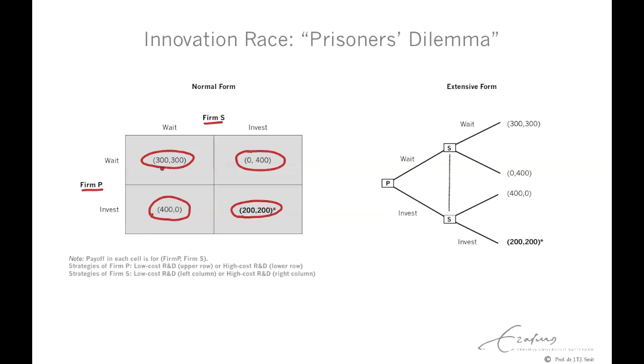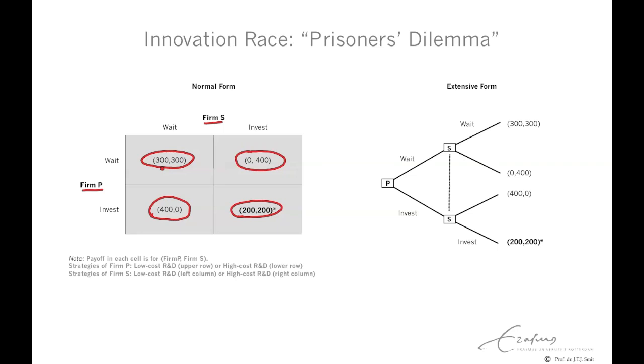To solve this simultaneous move game, we apply Rule 1. This means that we look for dominant strategies, or strategy that always gives a higher payoff independent of the actions or strategies of a rival.